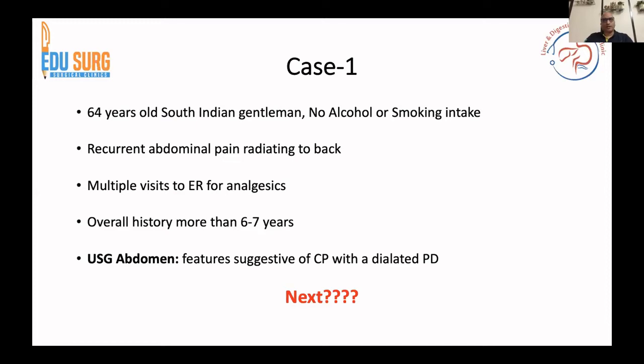Ankit, what would be your next mode of investigation for this patient? Would you want to do an MRCP, a CT to begin with, or an endoscopic ultrasound? How would you investigate this patient further?